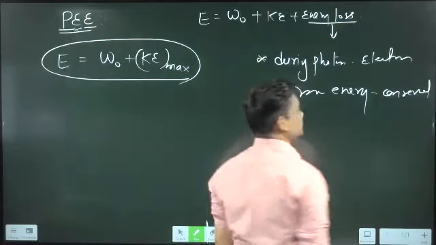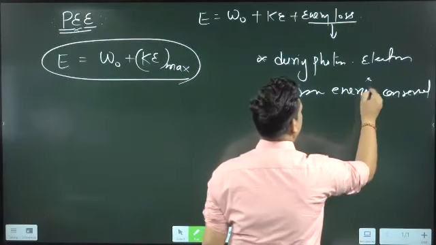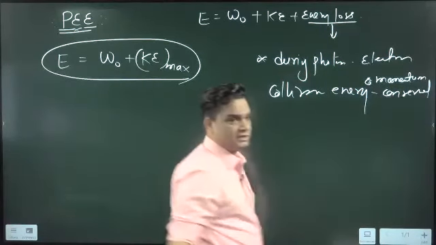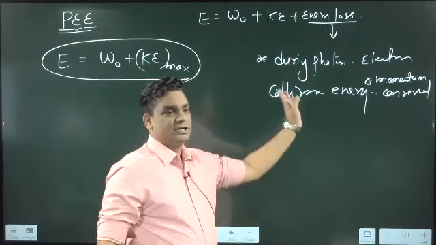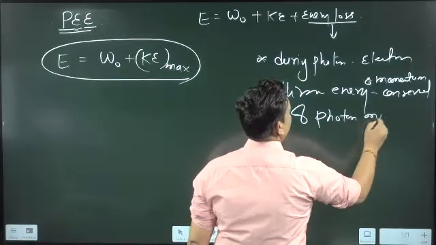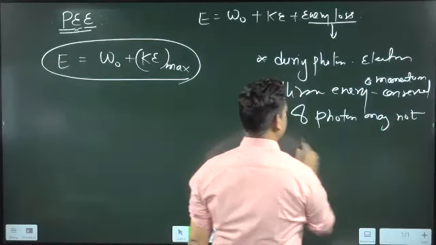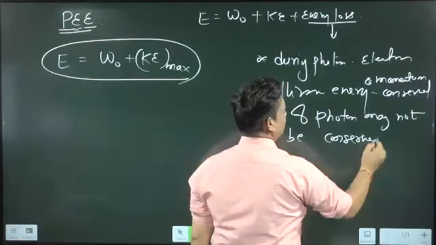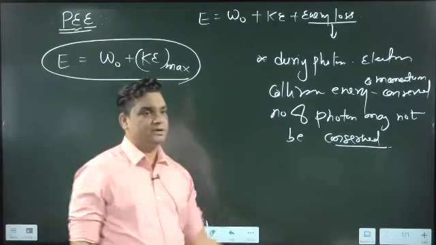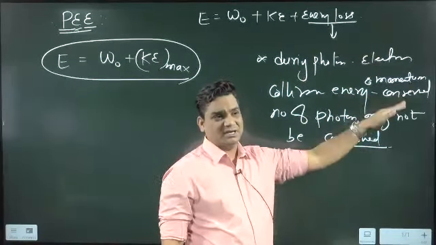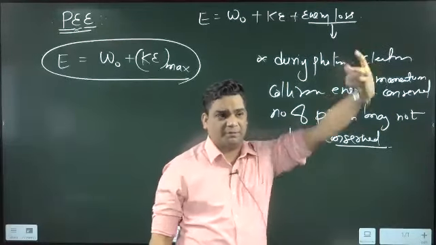Which thing is not conserved? Energy and momentum are conserved. Which is not conserved during this collision? During this photon-electron collision, the number of photons may not be conserved. So you have to remember here, the number of photons may not be conserved. But during photon-electron collision, energy is conserved. Then you might be thinking, where is this energy loss happening?